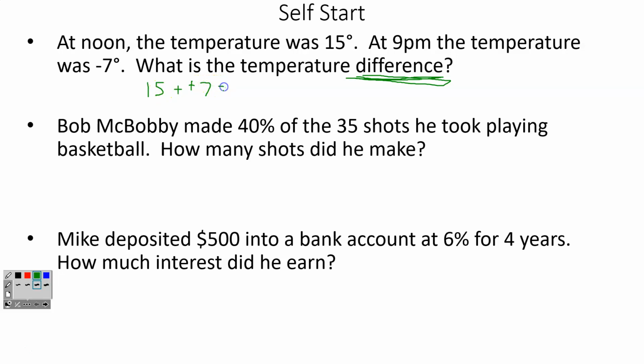15 plus a +7 is actually 22. So the temperature difference is 22 degrees. The other way you could have done it is looked at a number line and just count the number of jumps from 15 to -7.